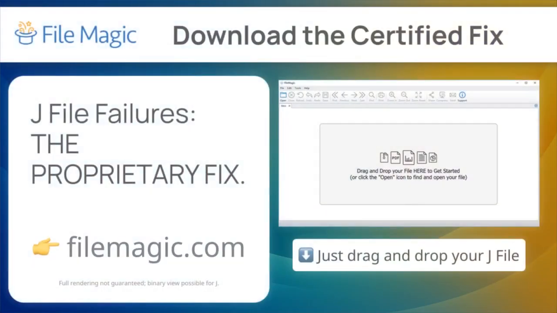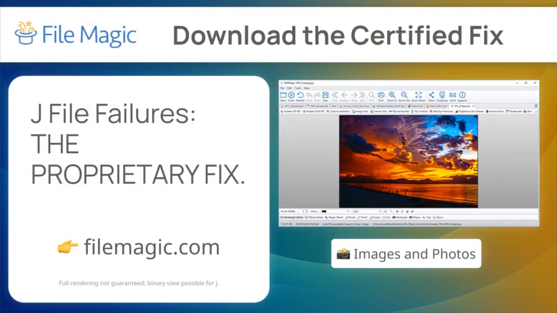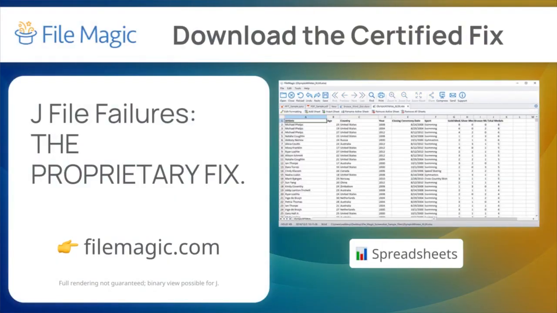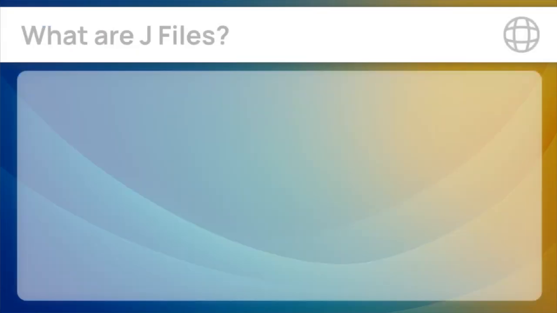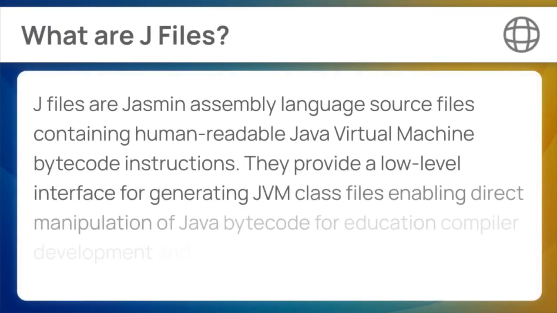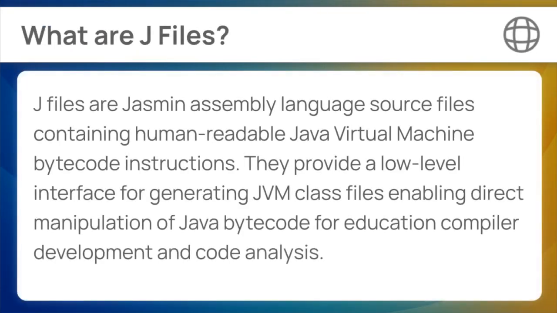We'll start with the common fixes, but keep this in mind. I have a specialized J tool that functions as a deep-level recovery option. That's Plan B. J files are Jasmin assembly language source files containing human-readable Java virtual machine bytecode instructions.